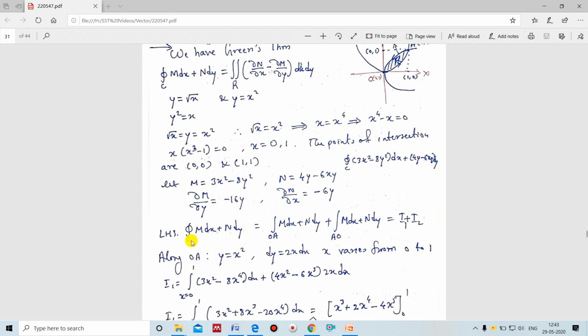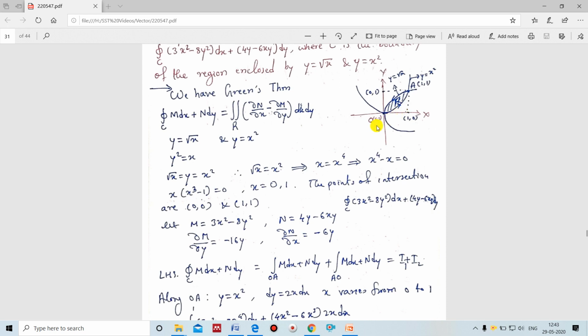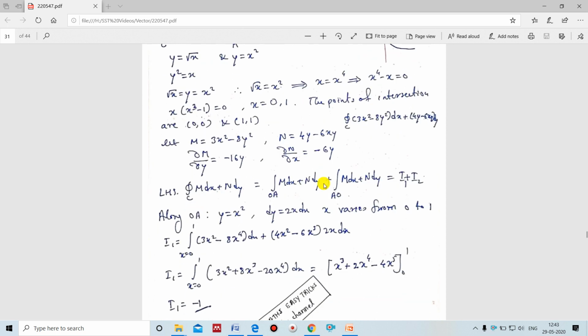Then the integration along the curve C of M dx plus N dy. The curve C is the intersection curve, going O to A to O, so it is bounded by two curves. The integration along the curve C of M dx plus N dy equals the integration along OA of M dx plus N dy, plus the integration along AO of M dx plus N dy. These are denoted as I1 and I2.